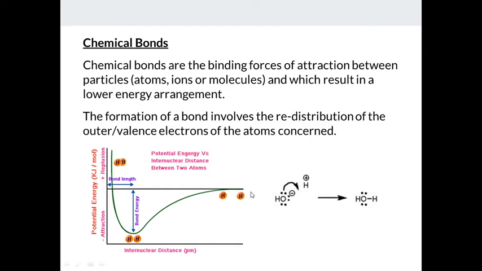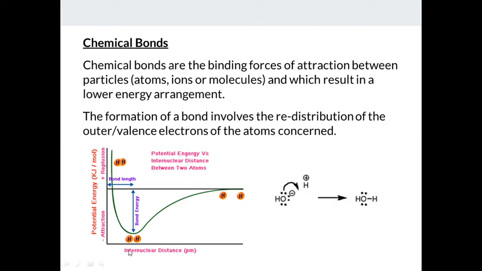For example, if two hydrogen atoms were infinitely far apart, their energy is defined at this point as zero. And as the two atoms actually come together, a bond is formed and the system becomes more energetically stable, and thus the potential energy decreases. But when the atoms come too close to each other, they repel each other, causing the potential energy to increase once more.